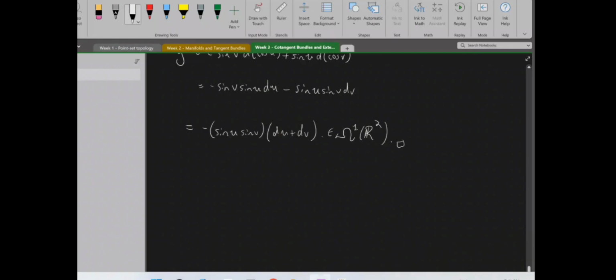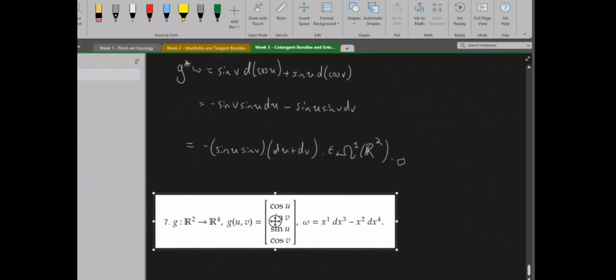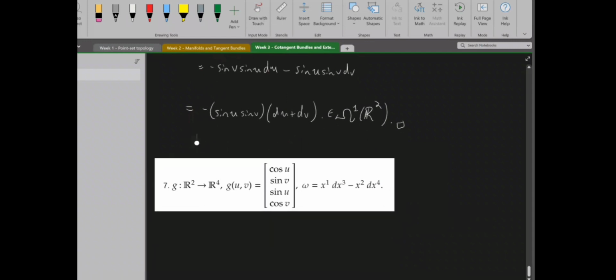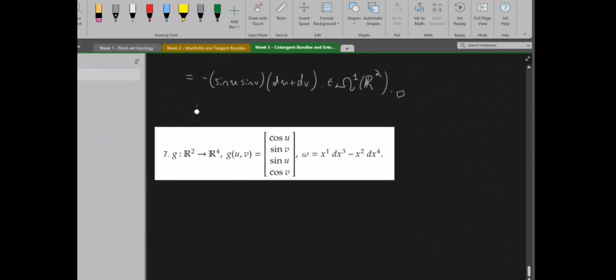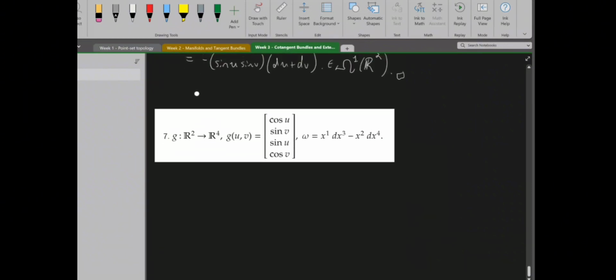Now 7. So we've got a 1 form again. Is this the one we just did? X2? No, it's not. So we should get a little bit of a different answer. Again, same coordinate choices. Cosine u is x1, cosine v is x4, and so on. G star of omega should be a 1 form on R2. So we're pulling back from R4, and it already is a 1 form.